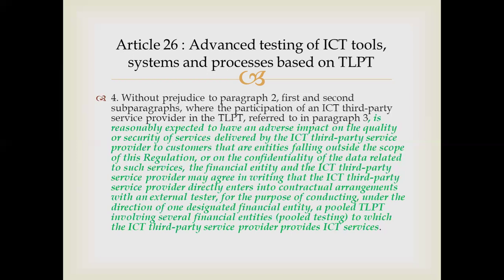And that's why it's now saying, okay, instead of you answering A, answering B, C, D, E, F, G, why don't you pull all the financial entities into one, so that we can have a single external tester with a single vendor, and for all the financial entities that vendor is providing service for, we can do the TLPT once and for all. Very wonderful. So this is what Article 26 paragraph 4 is saying.